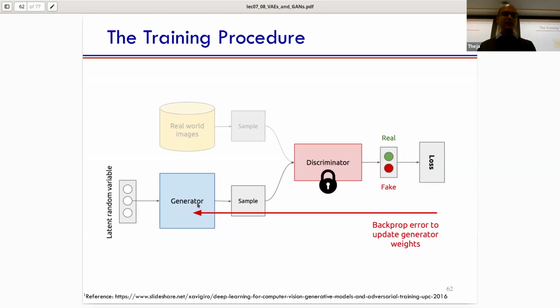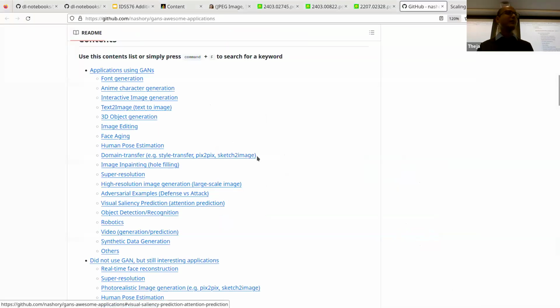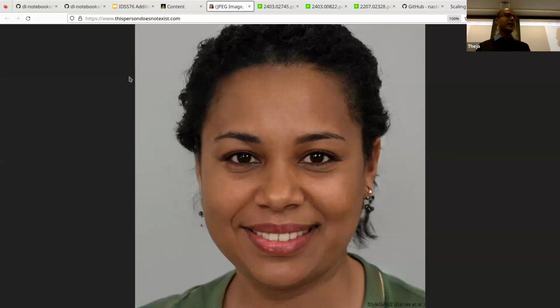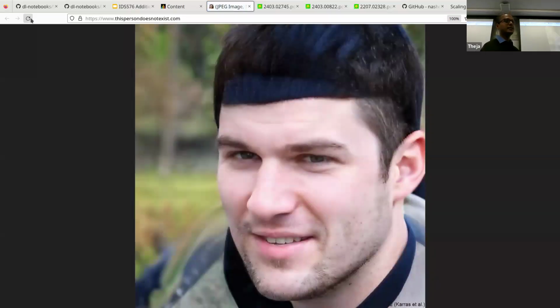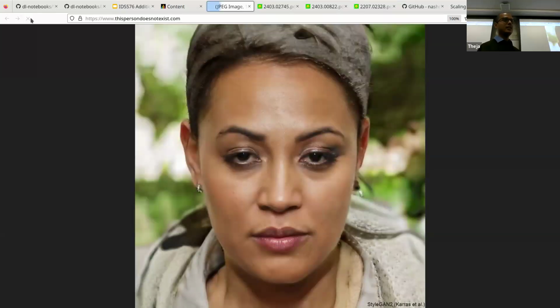For example, I don't know if you can identify errors here. Let's just refresh and see. I think all these look pretty good, but I don't know if you can see some errors. Sometimes the ear is not correct. Sometimes the hair is not consistent. There's a lot of issues that can happen.